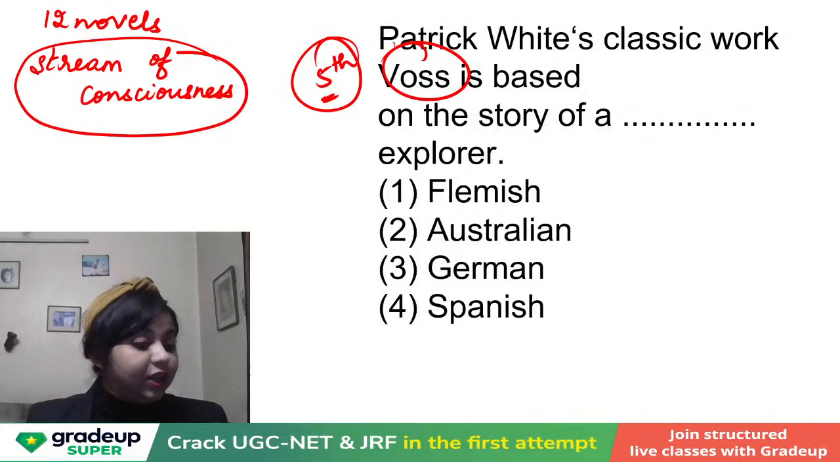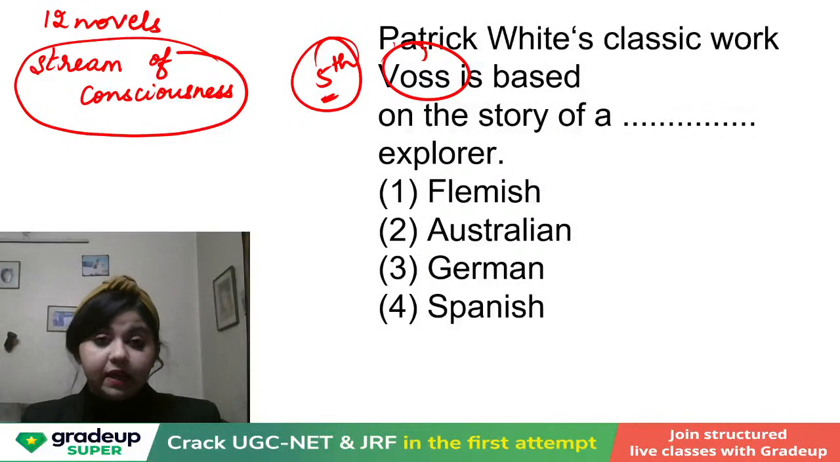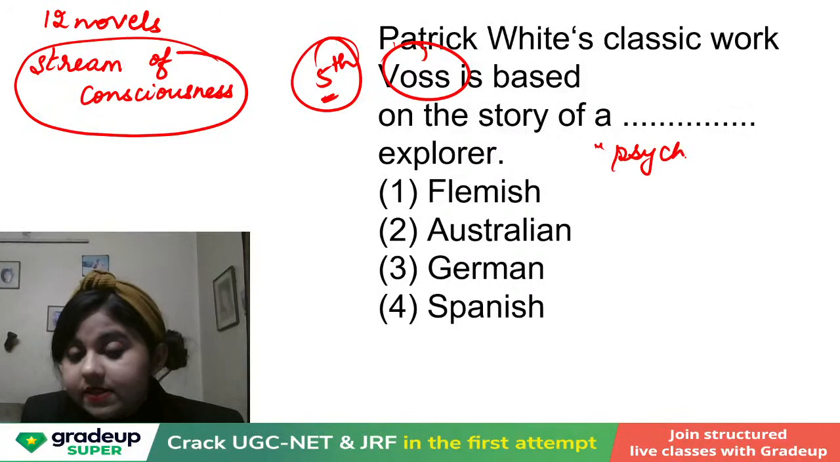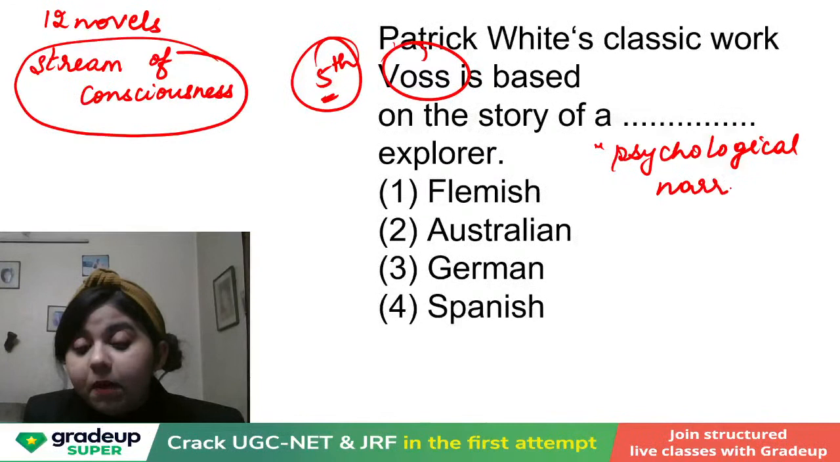Even when he was getting the Nobel Prize, the acceptance speech was given by him, but the Nobel Prize committee had said that he is a person who is giving us psychological narrative art. He was famous for psychological narrative art. He is able to open the inner minds, the inner recesses of his key characters, right?